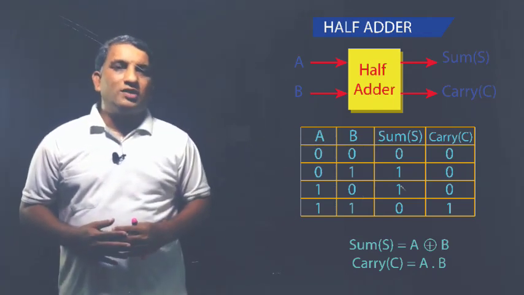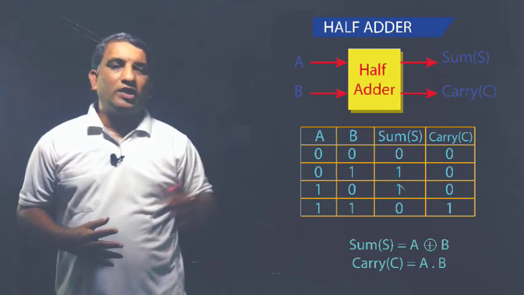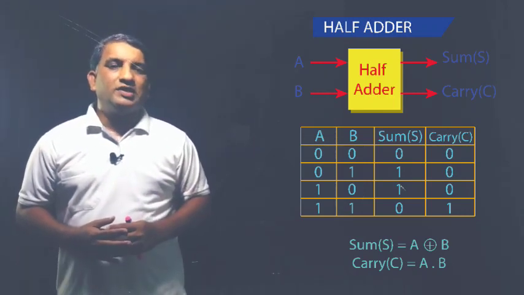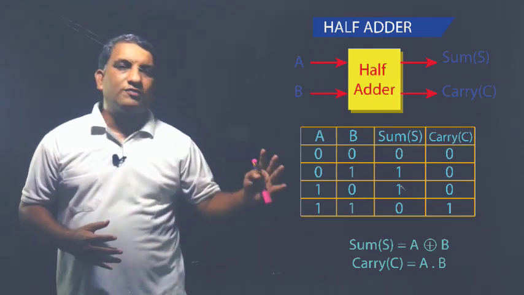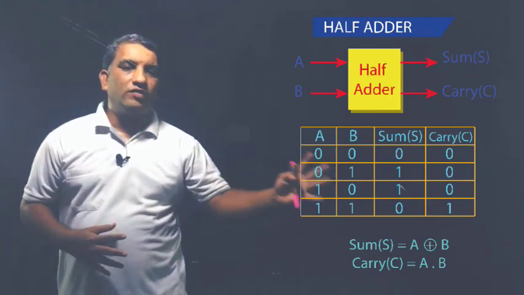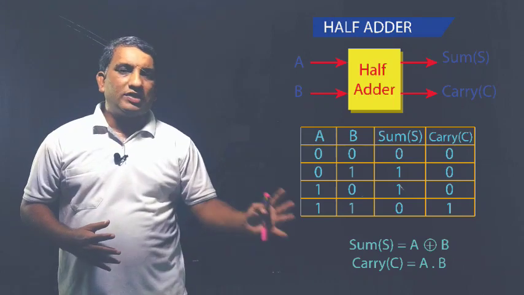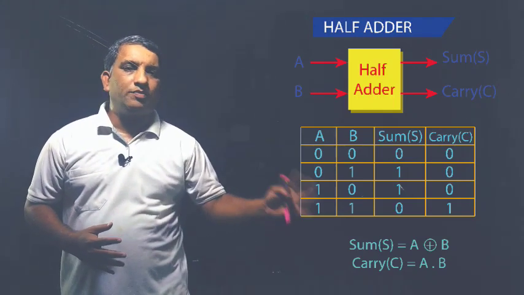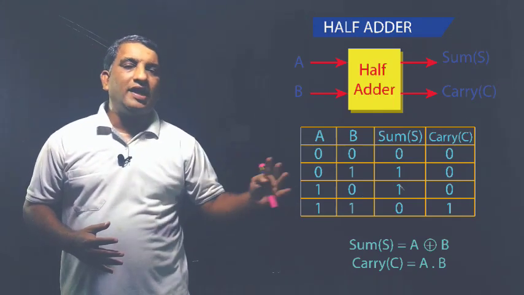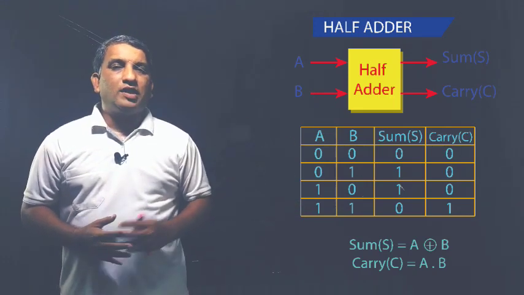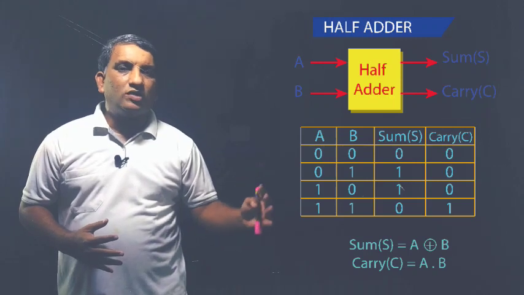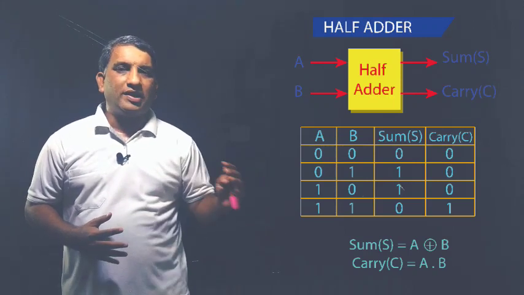So if you solve this truth table for the output equation of sum and carry with the help of K-map, you will find that the output equation of sum is A XOR B and the output equation of carry will be A dot B, or you can say it is A and B. Without solving the K-map, you can also find out the output equation for this sum and carry.